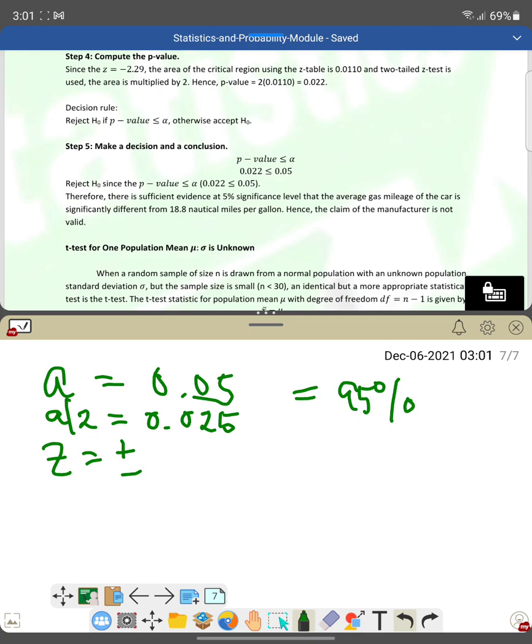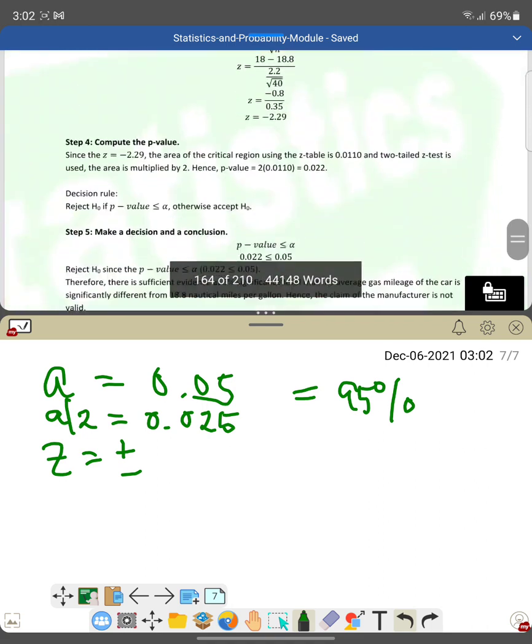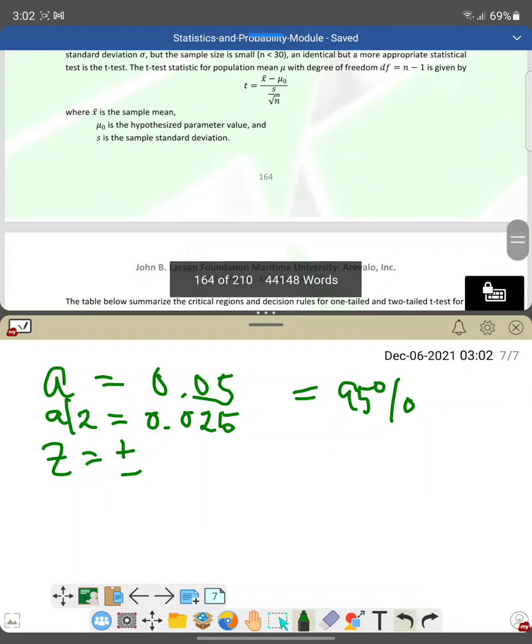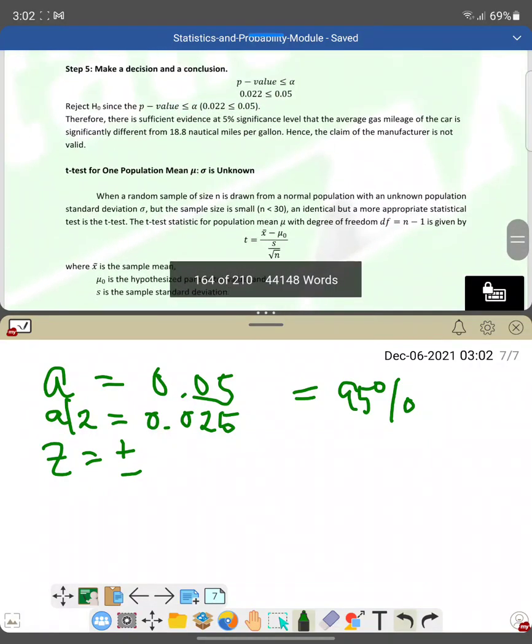So what we are going to have is that we need to reject the null hypothesis since the p-value is less than alpha. This is already one of the rules that we have from chapter 3. Therefore, there is sufficient evidence at the 5% significance level that the average gas mileage of the car is significantly different from 18.8, because again, we need to reject the null hypothesis, or the claim of the ship owner that it is 18.8.